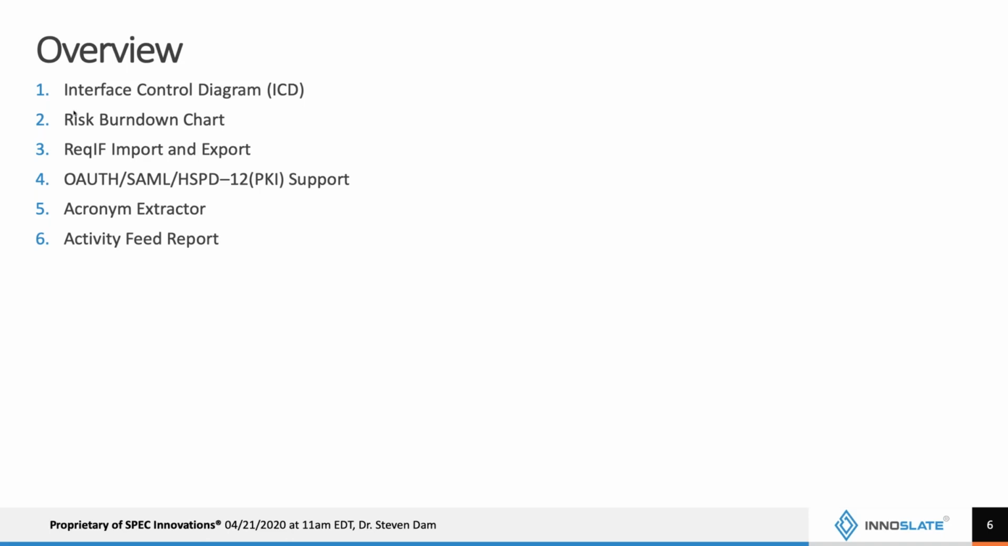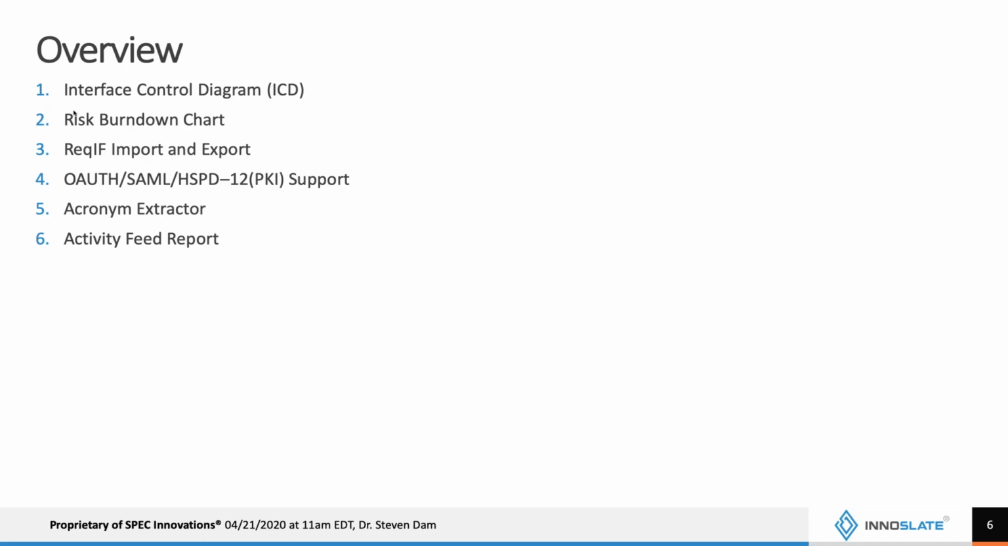So we added a new diagram, the interface control diagram. That was one that we've been wanting for some time. Also, another user request was the Risk Burndown Chart, so we've added that. Another set of big things that people were looking for is the ReqIF Import and Export, so we have that capability now. We've also done a lot of work with security in terms of single sign-on kinds of capabilities and using smart cards for sign-on.